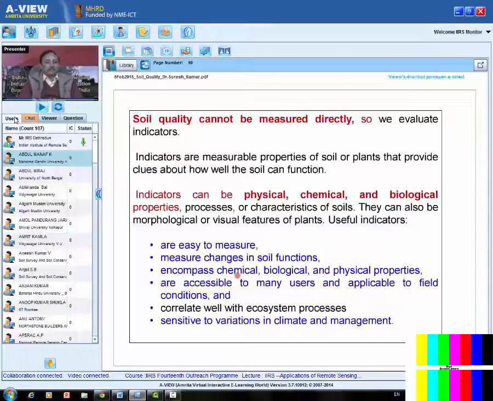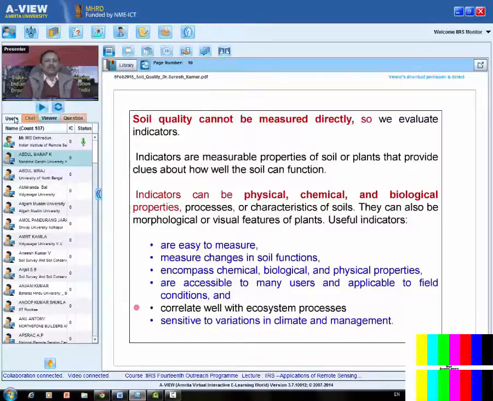It can be a combination of physical, chemical, and biological properties. It should be accessible to many users and applicable to field conditions. That means many users can know about those properties. We cannot use very complicated properties which other users are not able to get. We should be able to correlate well with the ecosystem process. That means properties should be such that they can be correlated with what you are doing on that land or ecosystem process. For example, suppose you say the soil pH.